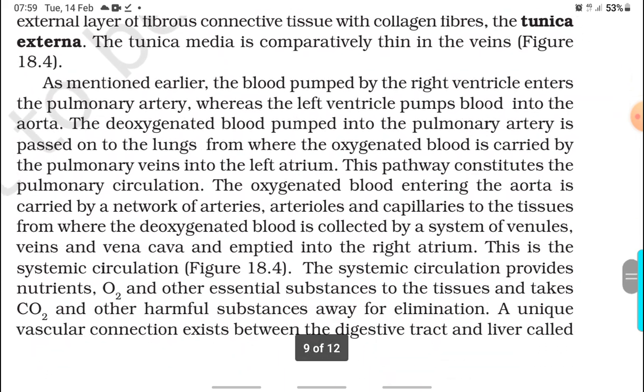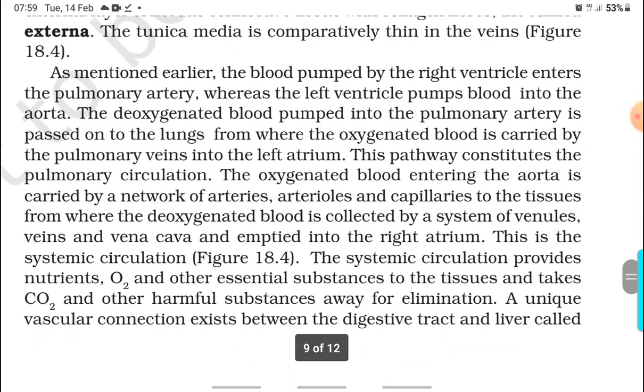As mentioned earlier, the blood pumped by the right ventricle enters the pulmonary artery, whereas the left ventricle pumps blood into the aorta. The deoxygenated blood pumped into the pulmonary artery is passed on to the lungs, from where the oxygenated blood is carried by the pulmonary veins into the left atrium. These pathways constitute the pulmonary circulation.